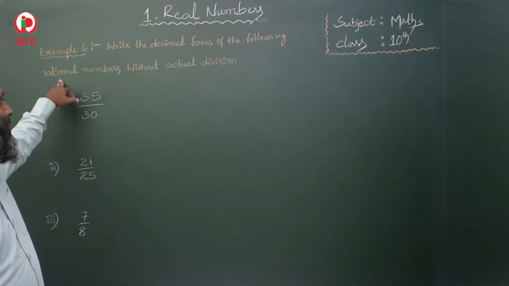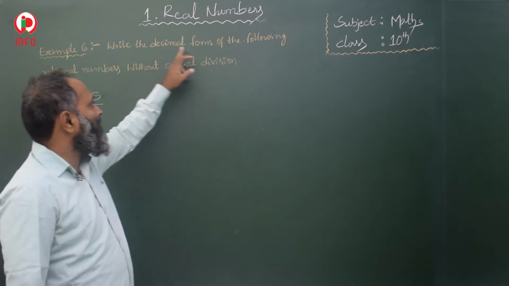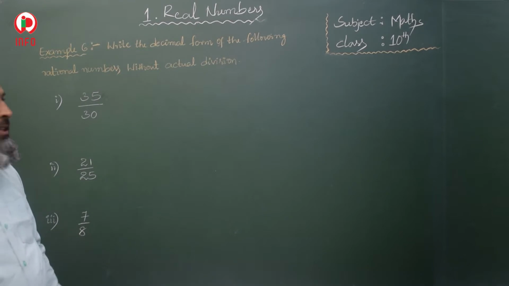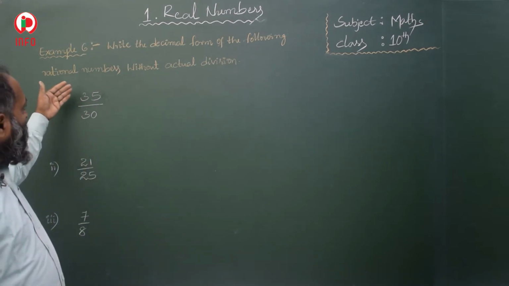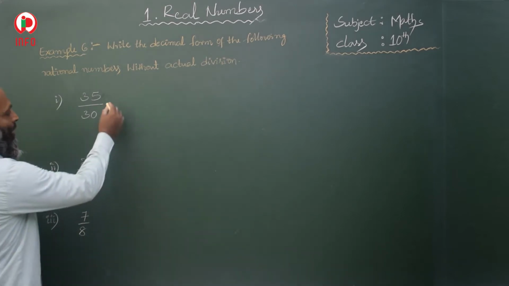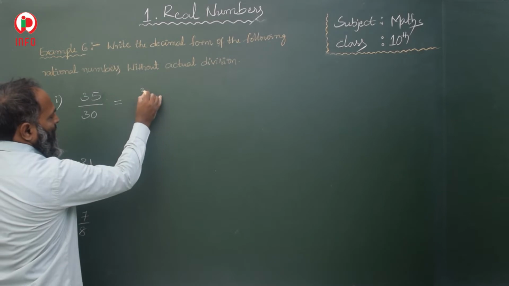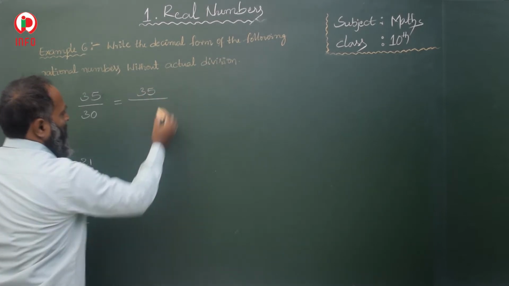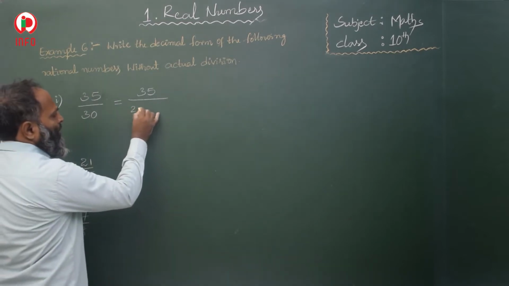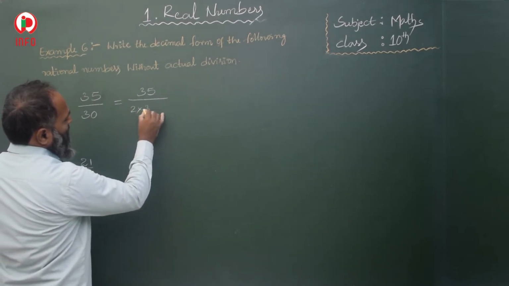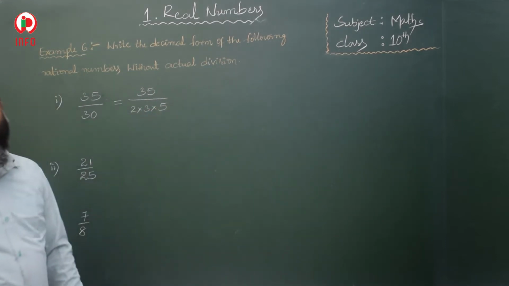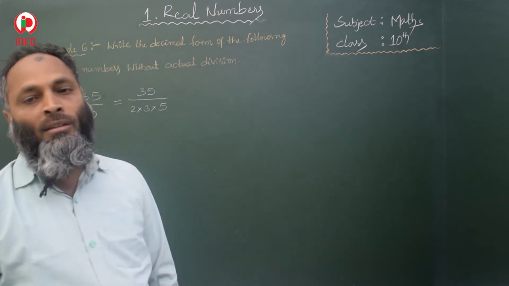Now in example 6, the question is, write the decimal form of the following rational numbers without actual division. Without actual division, we should write fractions as decimals, rational numbers as decimal numbers. So how to write? 35 by 30, 35 divided by 30. We should write this 30 into prime factors. So how to convert? 2 3s are 6, 6 5s are 30.